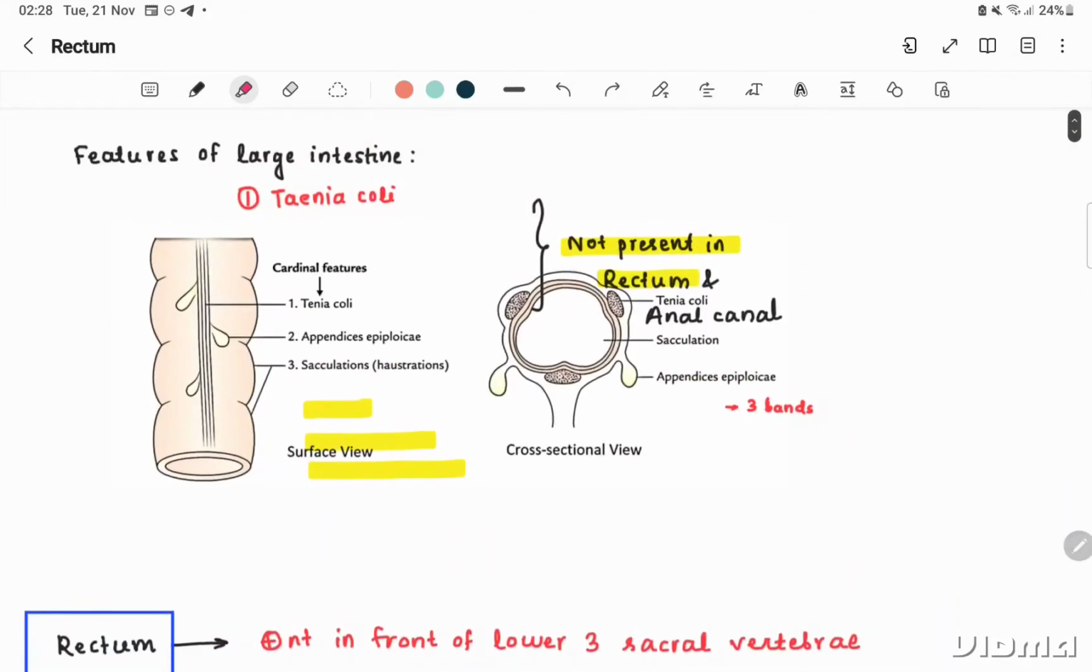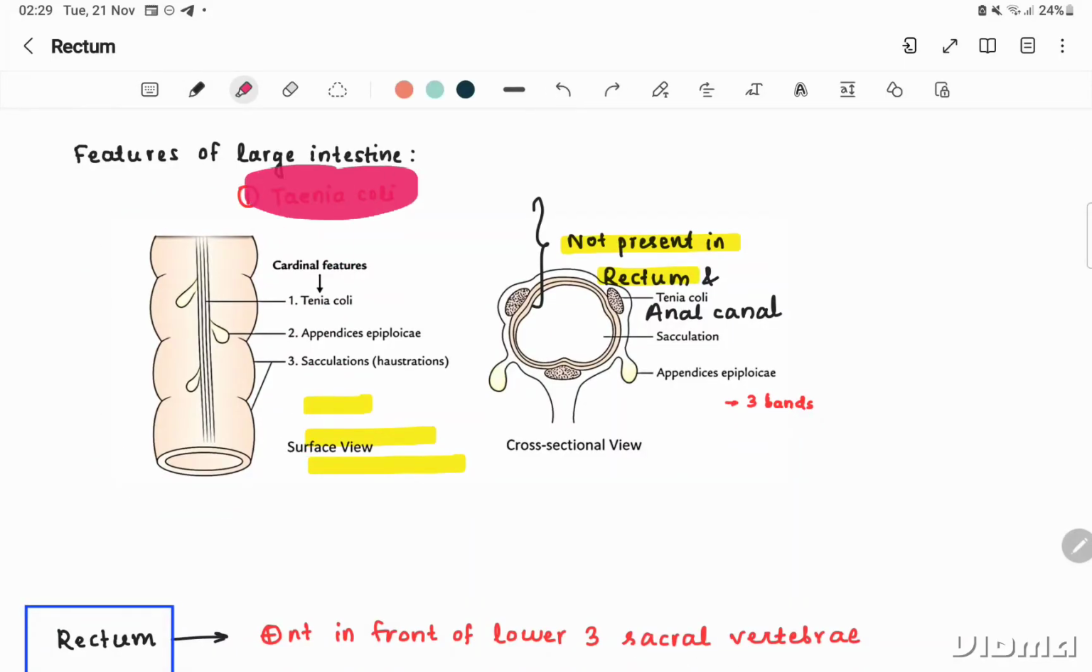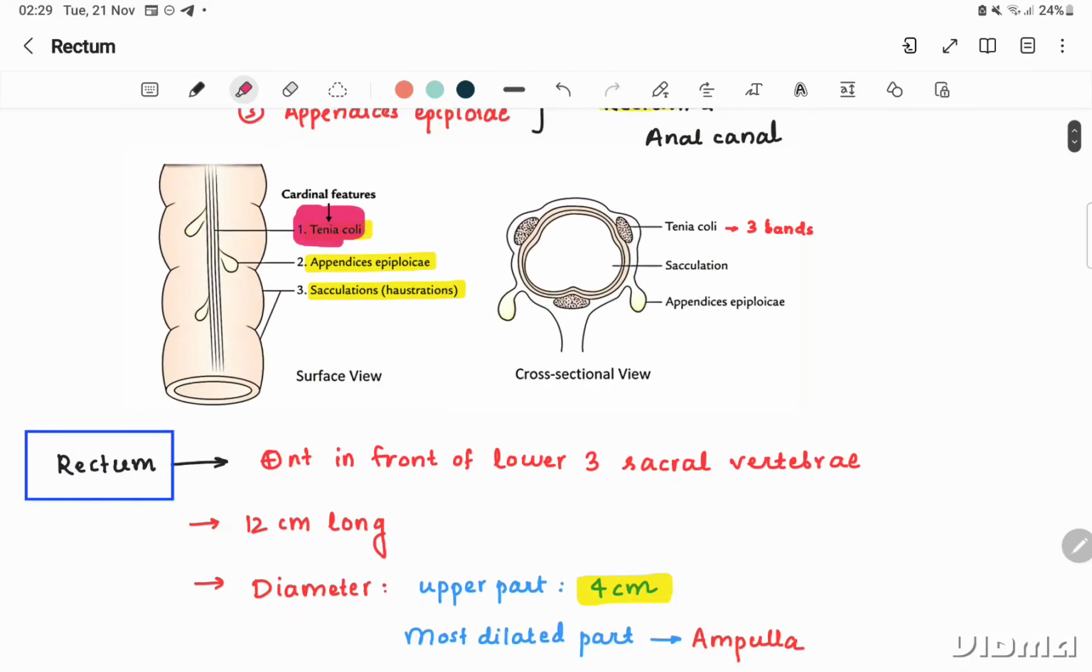Okay, talking about the large intestine, it has this type of taeniae coli present. These are longitudinal bands of muscle, and these are the appendices epiploicae. There are sacculations like this, and these sacculations are the haustrations. Okay, haustra are present.